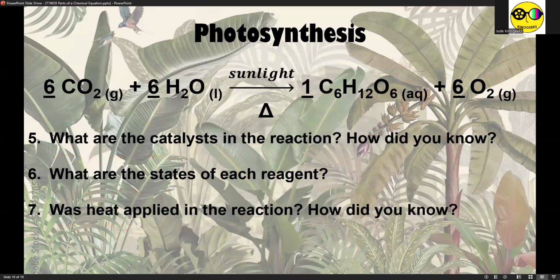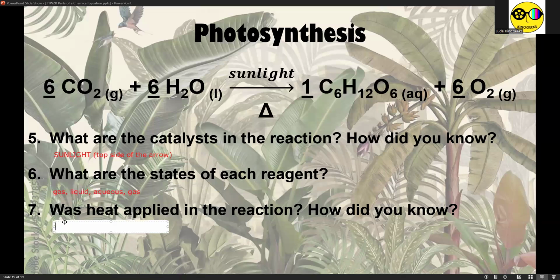Number five, what are the catalysts in photosynthesis? And then how did we know? So the catalyst is sunlight because it is found at the top side of the arrow. Okay. Next is number six. What are the states of each reagent? Again, respectively from left to right, CO2 is gas, H2O is liquid, C6H12O6 is aqueous, and finally O2 is a gas as well. No solid reagents.